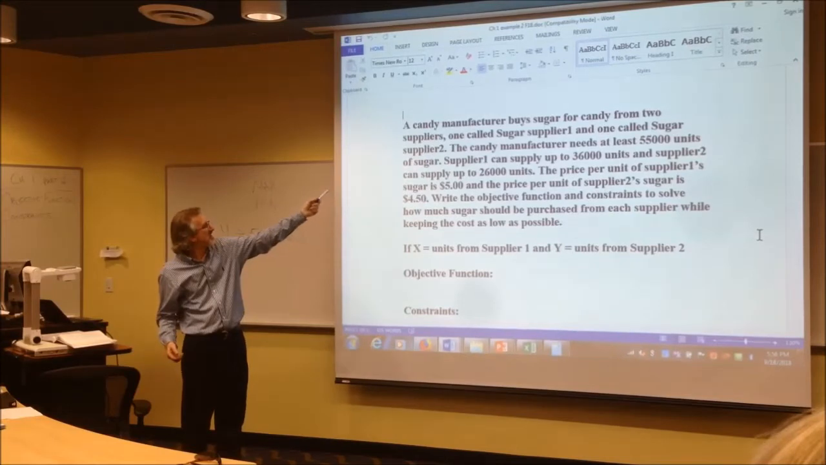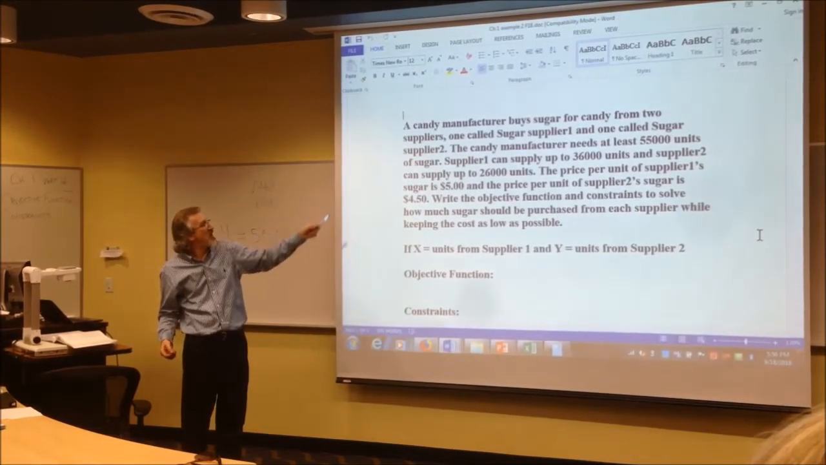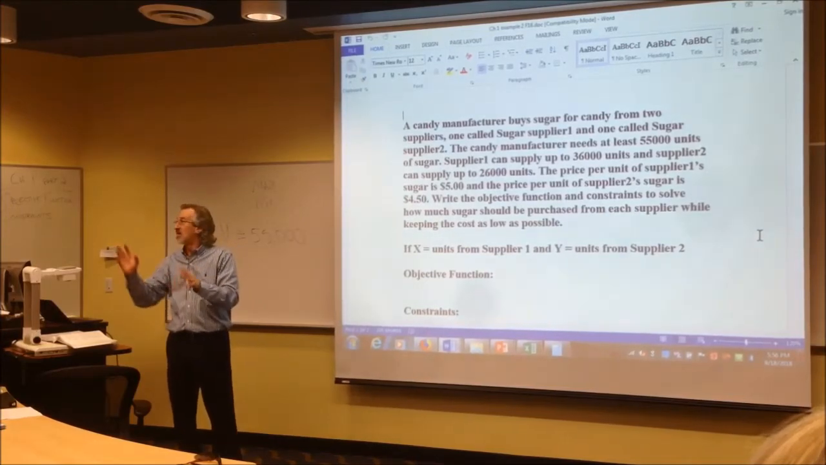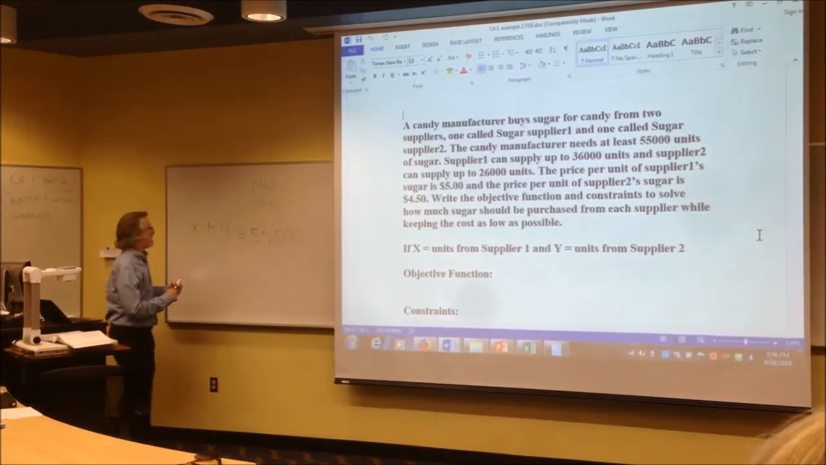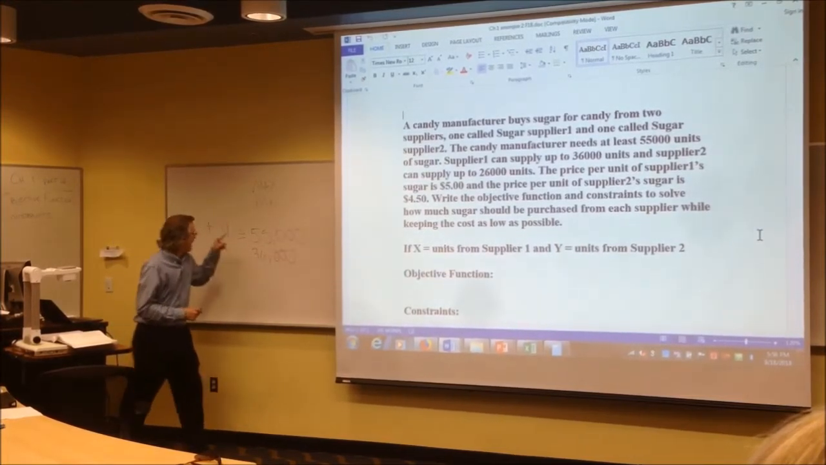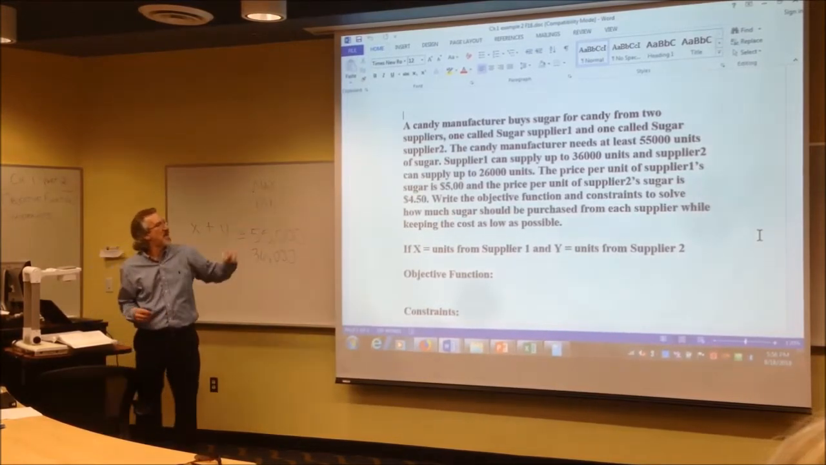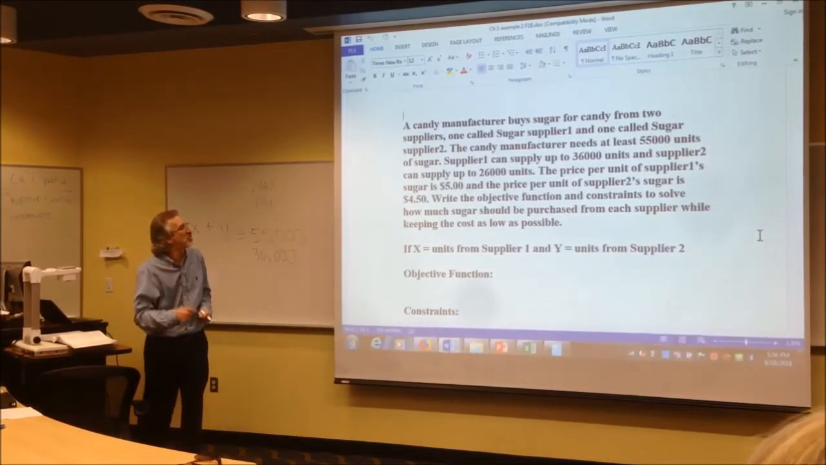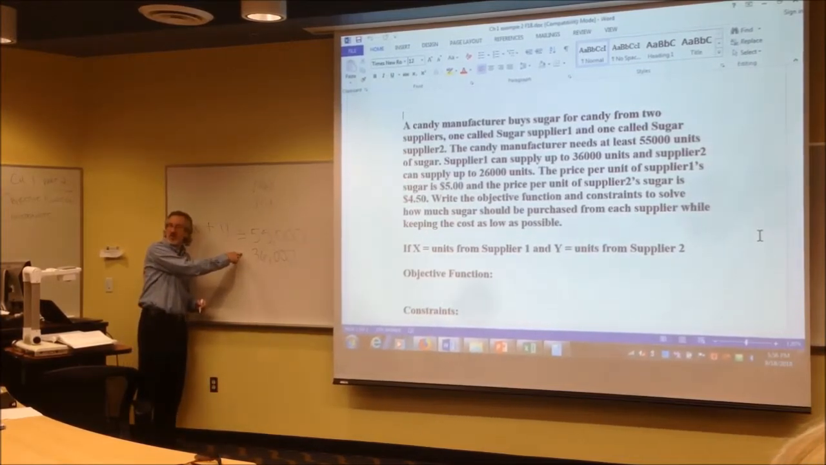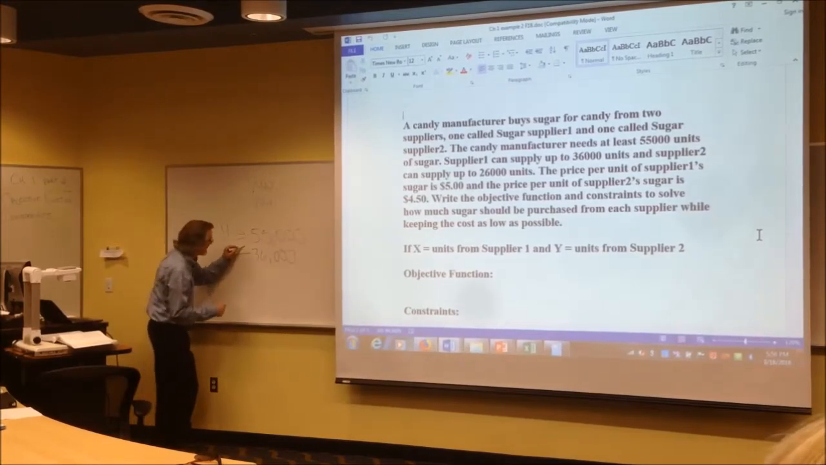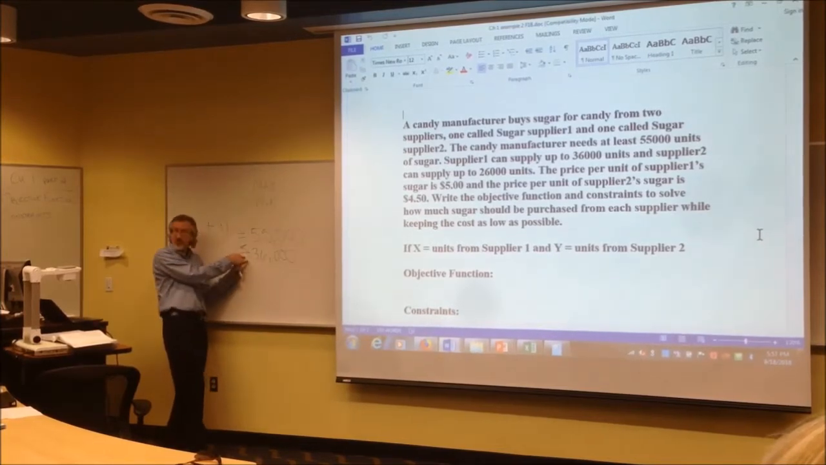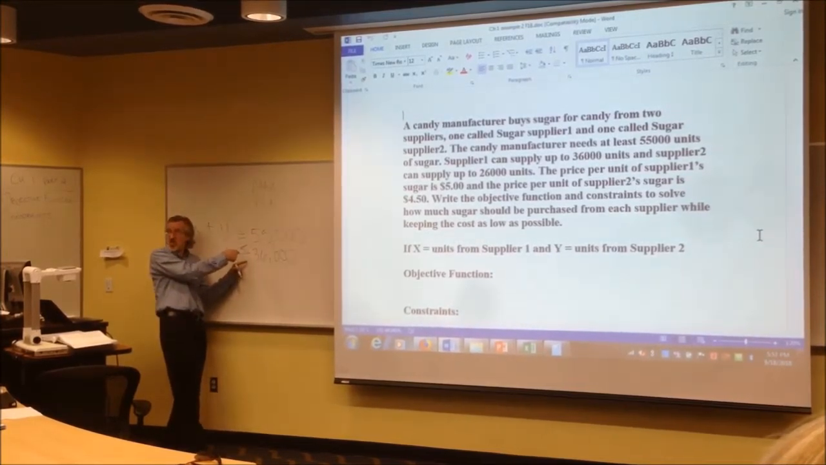The candy manufacturer needs at least 55,000 units of sugar. Supplier 1 can supply up to 36,000 units. Objective function or constraint? Constraint, because it's a limitation. How many? 36,000 units? Now, there's my right-hand side. I'm going to read it again. Supplier 1 can supply up to 36,000 units. Less than equal, greater than equal, or equal? Less than equal, because we cannot order from supplier 1 any more than 36,000 units. We can order 36,000 units or less, but no more than.